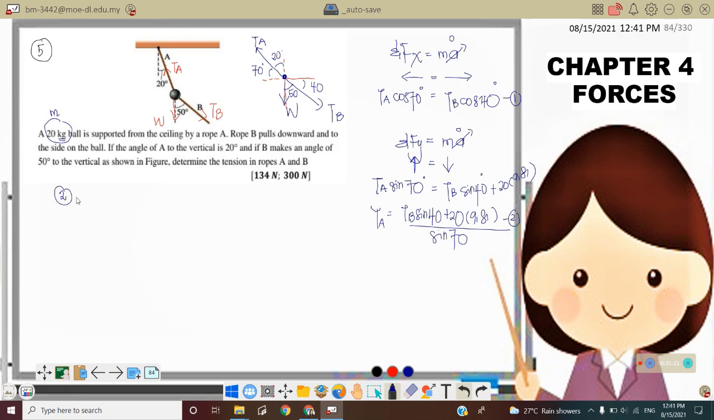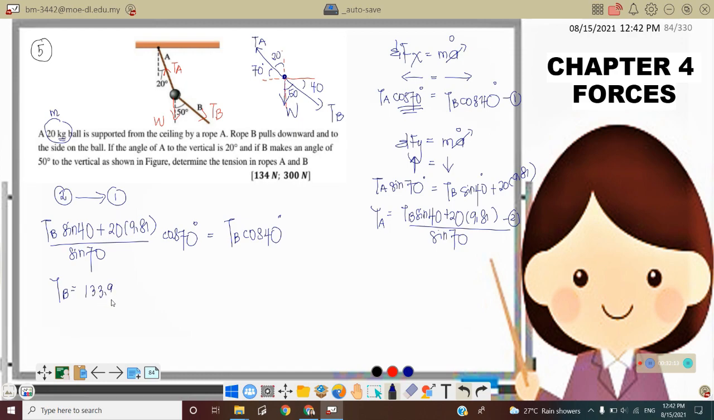So we substitute equation 2 into equation 1, where TA is TB sine 40 plus 20 times 9.81 over sine 70, multiplied by cos 70, equal to TB cos 40. You rearrange the equation, and finally you will get TB equal to 133.9 Newton. We can round off to 134 Newton.